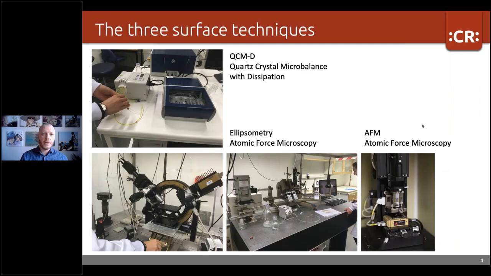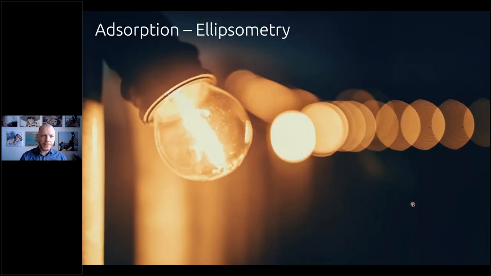So there are three different surface techniques covered in the publication and also in this talk. And they are, let's see if I can start the laser pointer here. So, there. So I'm going to talk about quartz crystal microbalance with dissipation. Ellipsometry, there's actually two different instruments that we have access to at Lund University, where we do most of our work, and atomic force microscopy. Now we're going to start with ellipsometry, and that's mainly used then for adsorption measurements.